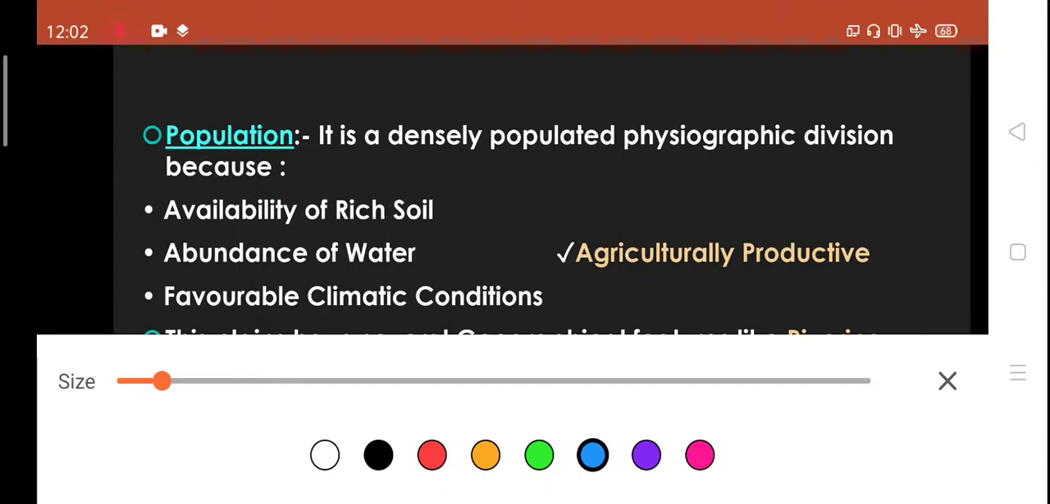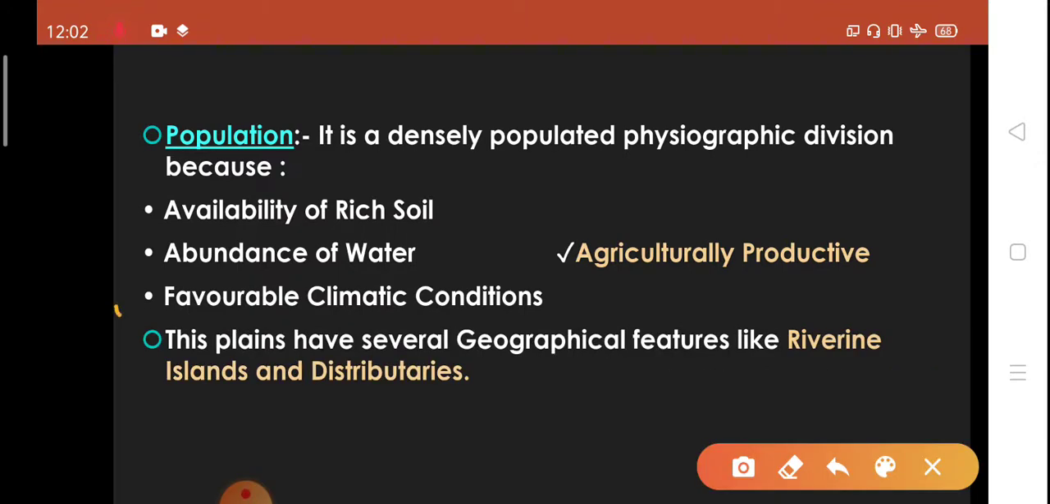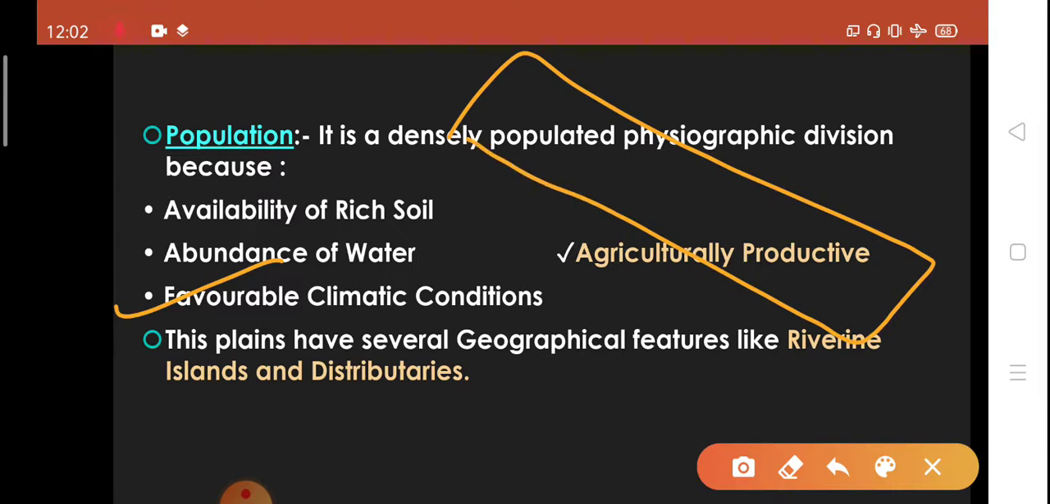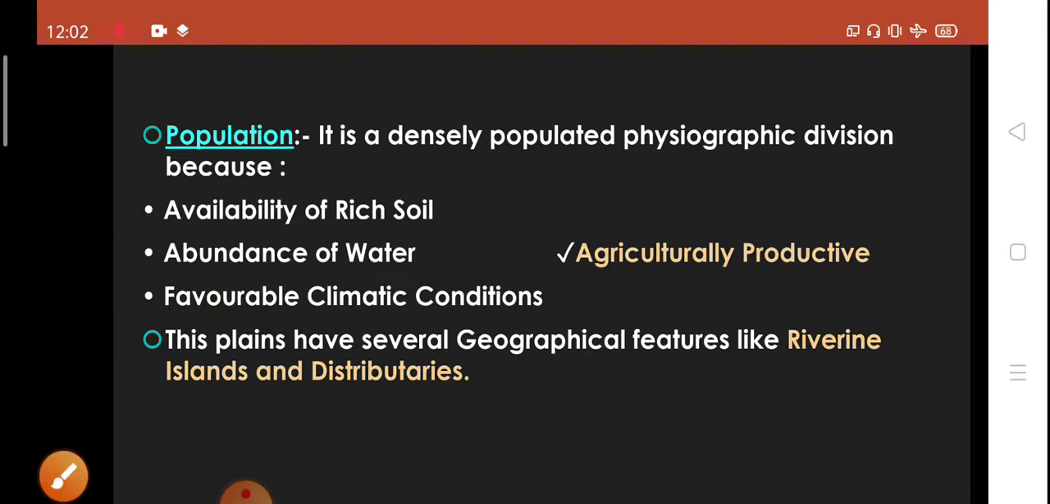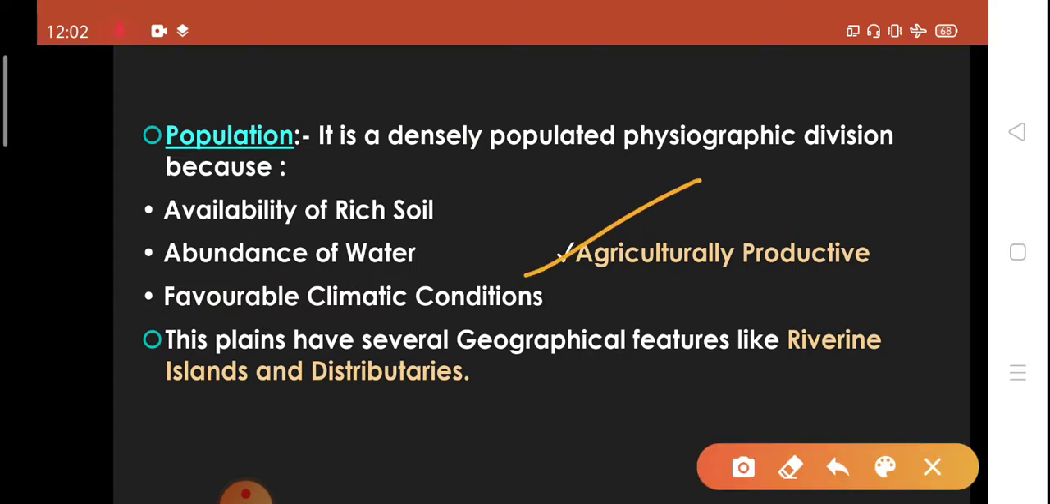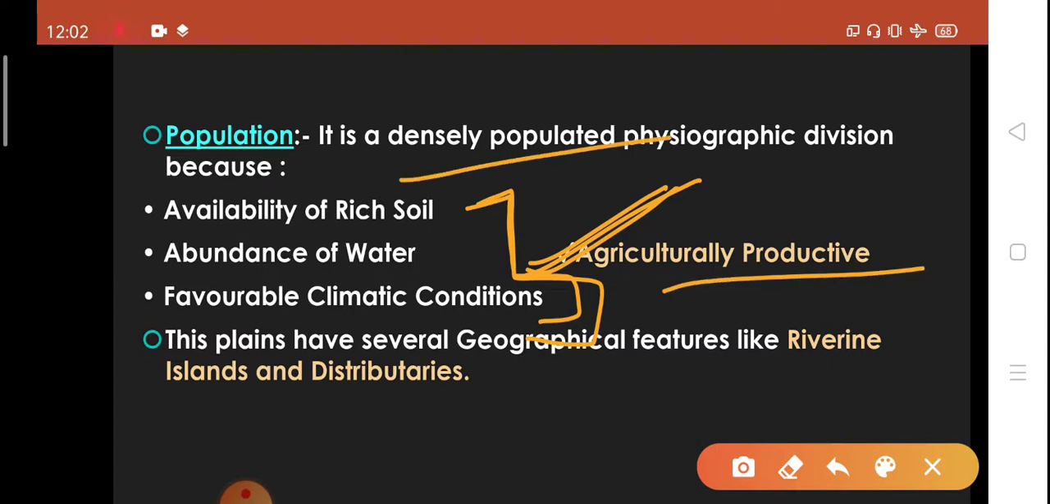We then talk about the favorable climatic conditions. That means in the northern plains we have very favorable climatic conditions, because of which this area becomes agriculturally productive. Because of these three reasons, the northern plains become very agriculturally productive, and because they are agriculturally productive, it becomes a densely populated physiographic division.